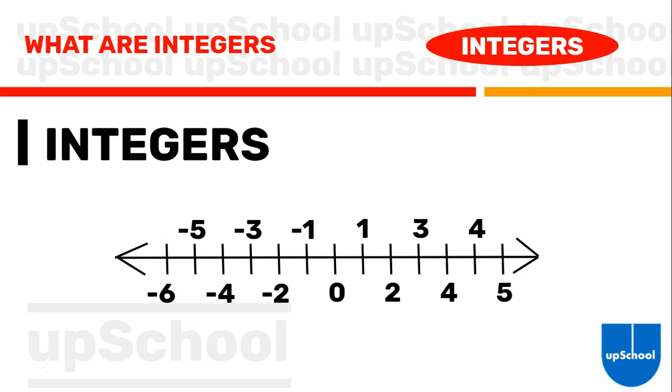The perfect way to basically describe the collection of integers is on a number line. On a number line, as you can see here, we see whole numbers and negative numbers. All of these numbers will be integers and each one of these numbers will be considered as an integer.